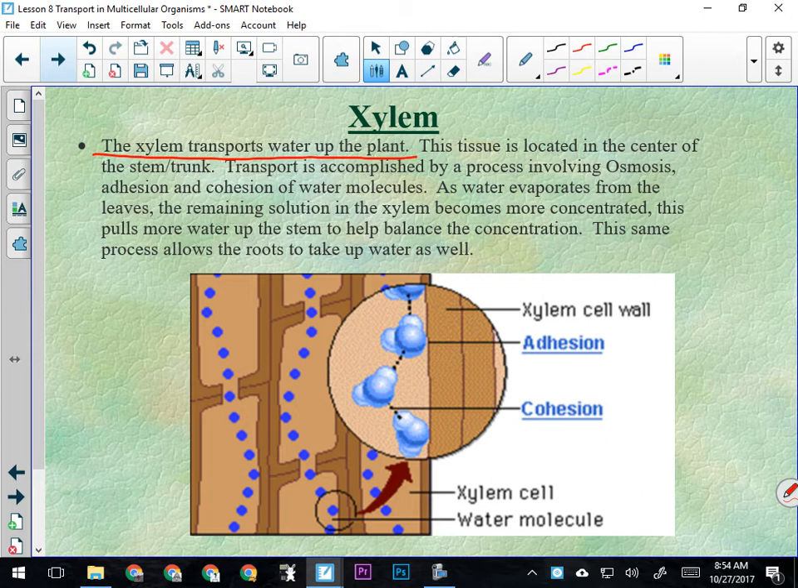That tissue is located in the center of the stem or trunk. And that transport is accomplished by osmosis and the polar nature of water. Would you be required to explain that a little bit? Yes, that's what the next sentence does.